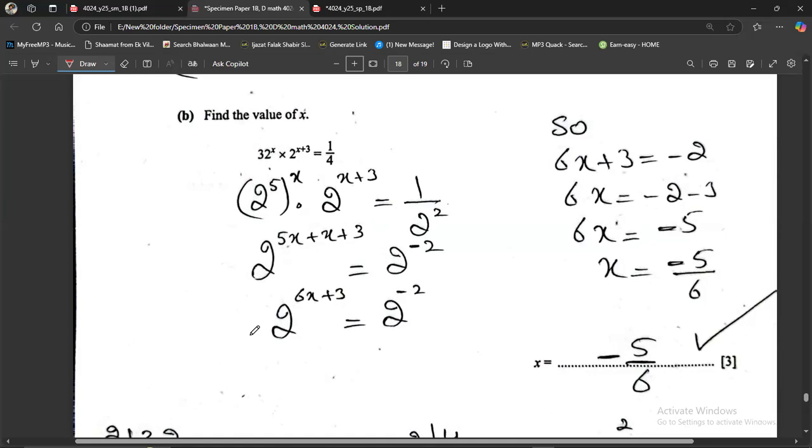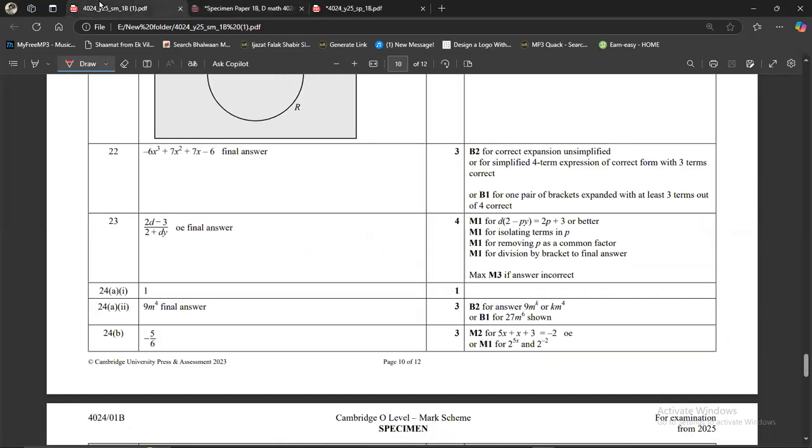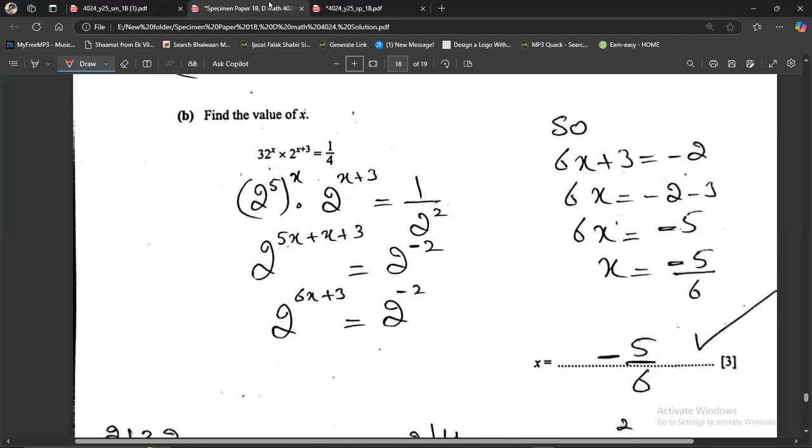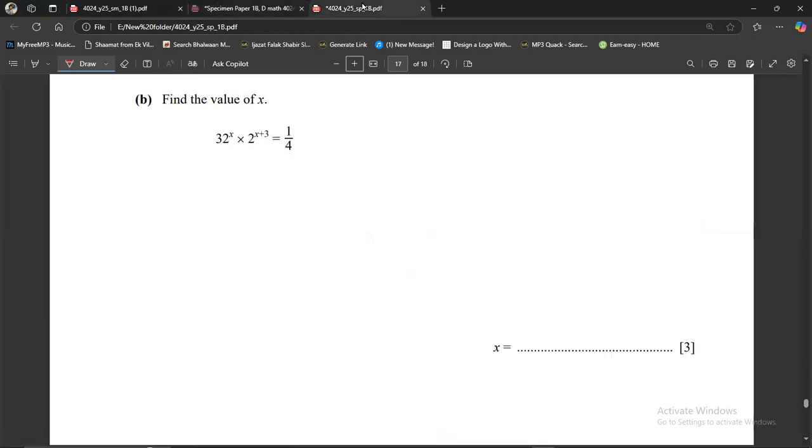Because the base is the same and they are equal, it means their indices, their powers, are also same. So compare their powers. 6x plus 3 is equals to minus 2. So 6x will be equals to minus 2 minus 3. So 6x will be equals to minus 5. So x will be equals to minus 5 by 6. Minus 5 by 6 is the right answer, sir. As you can see, look at the mark in the marking scheme. So this is how that question is done.